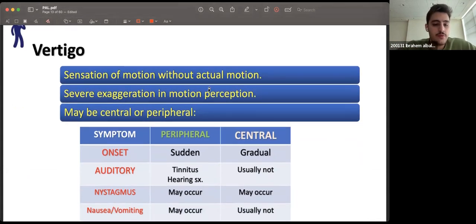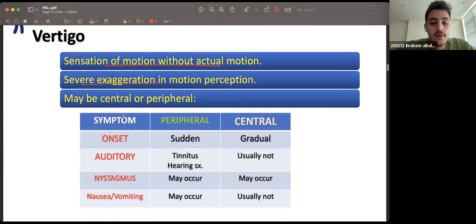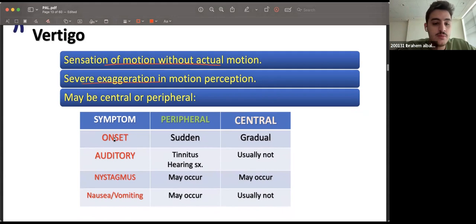So let's talk about vertigo. Now we have the physical exam done, the history done. A patient will be sitting still and he'll imagine that the world is moving around him, okay? But the world is not moving. So it's a sensation of motion without actual motion. It's an exaggeration in motion perception. And it's divided into two parts, central and peripheral. Peripheral basically involves the peripheral nerve, so cranial nerve 8, or the inner ear, while central involves the brainstem, okay? And it's very important to differentiate between the two.